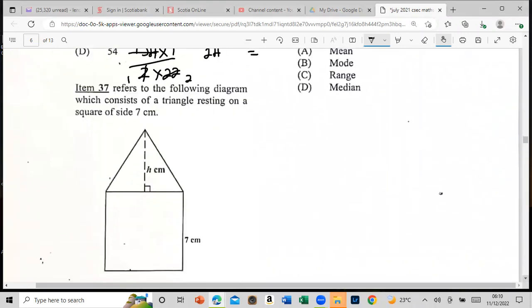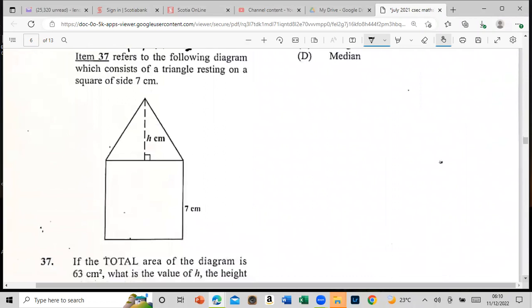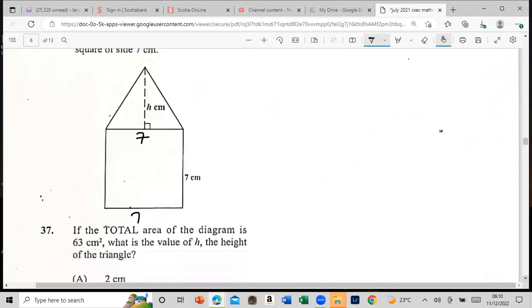Item 37. Referring to the following diagram, which consists of a triangle and a square, side 7. Alright, so that means these are 7. So that means that these are 5, 5, 5, 5. Because if the total area of the diagram is 63 centimeters square, what is the value of each of the triangle?